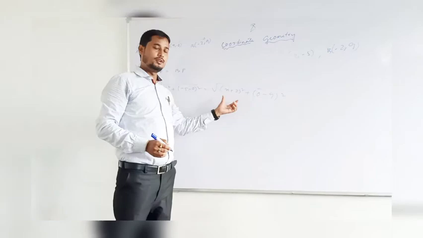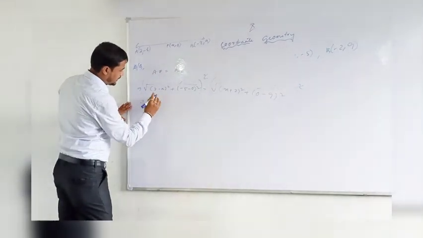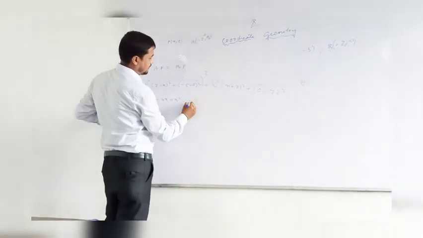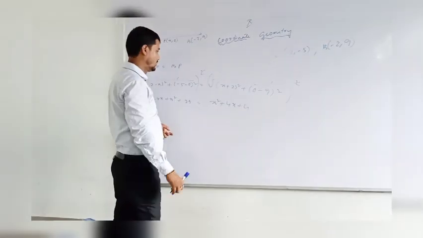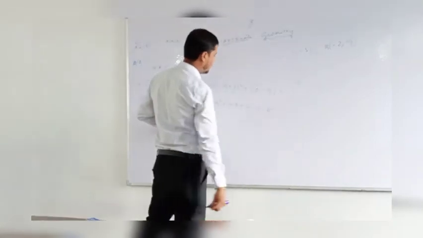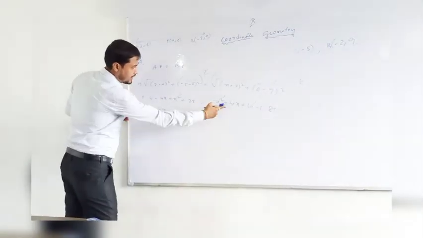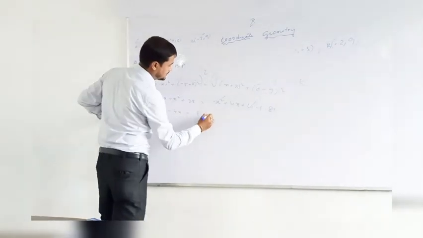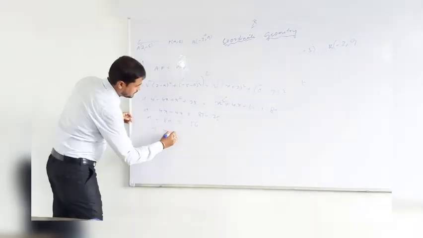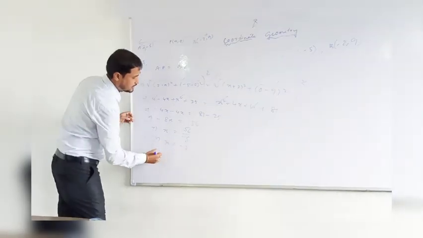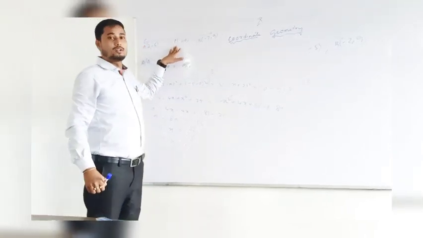Now squaring on both sides, the roots cancel. (2 minus x) whole square is 4 minus 4x plus x square, and (-5) square is 25. Similarly, (x plus 2) whole square is x square plus 4x plus 4, and 9 square is 81. The x square cancels. Moving terms, we get minus 8x equal to 56. So x equal to 56 by minus 8, that is x equal to minus 7. Therefore, our coordinate is (-7, 0).